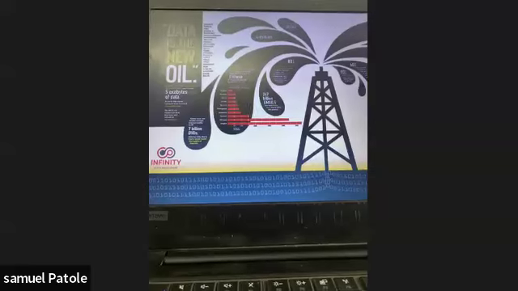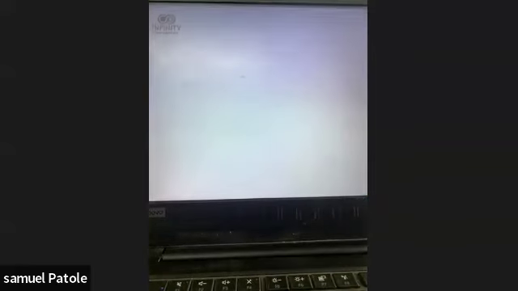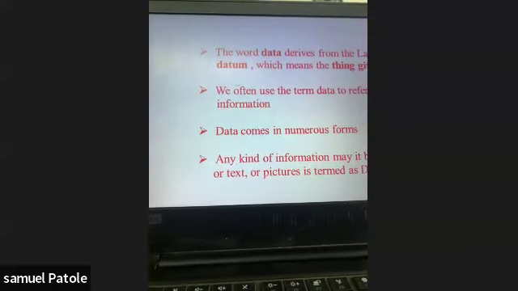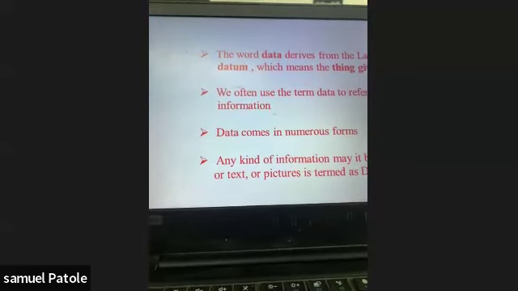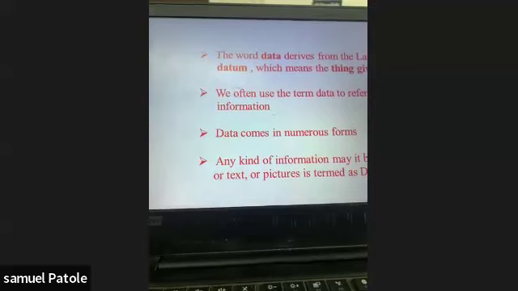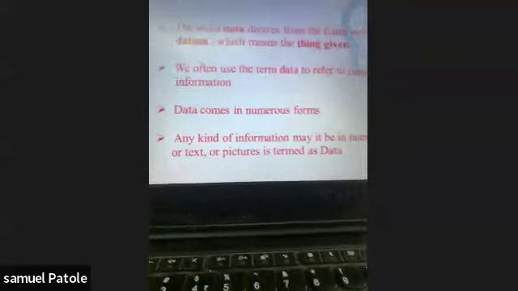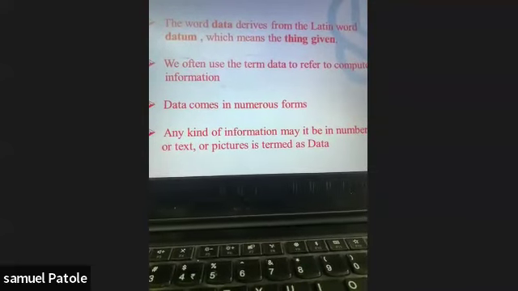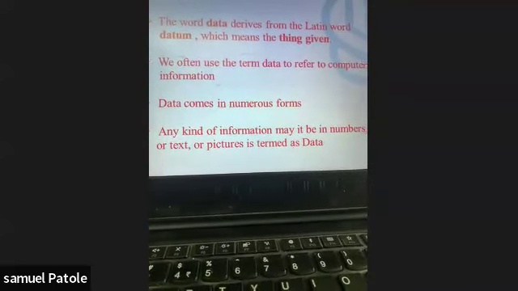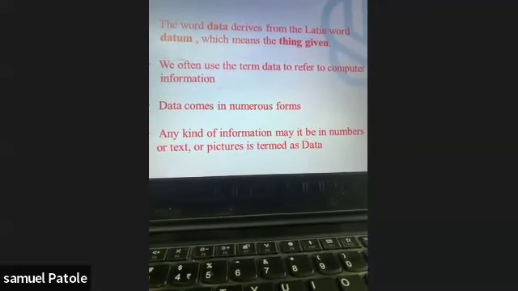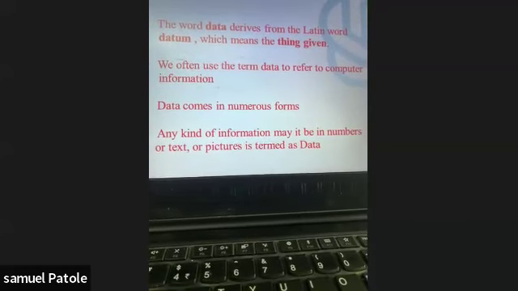So let us see the magnitude of this, what the actual magnitude is. First, let us see the definition. The word data is derived from the Latin word datum, which means thing given. So if you give something, that is data. Basically the term data is used in the form of computer information only. Nowadays we say computer data, because we are storing everything in the computer.